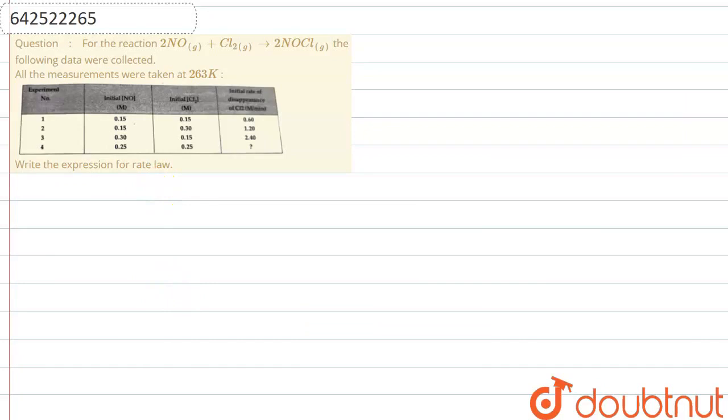Hello everyone, I'm your teacher for this question. Let me explain it to you. For the reaction NO plus chlorine giving nitrosyl chloride, NOCl, the following data were collected. All the measurements were taken at 263 Kelvin. This is the data: the initial concentration of NO, the initial concentration of chlorine, and this is the rate of disappearance of chlorine. Write the expression of the rate law.